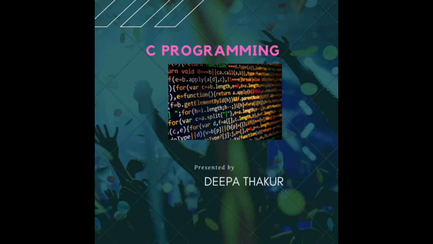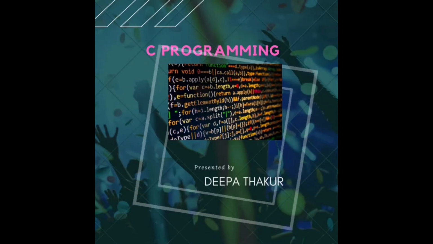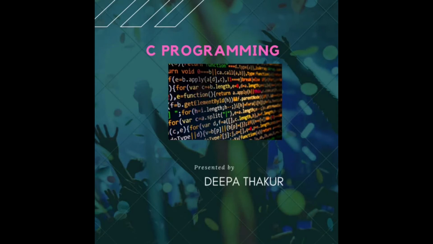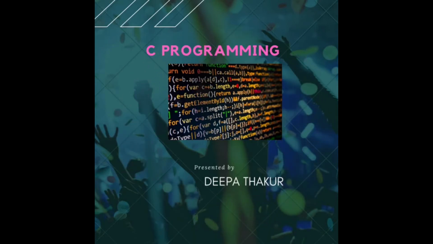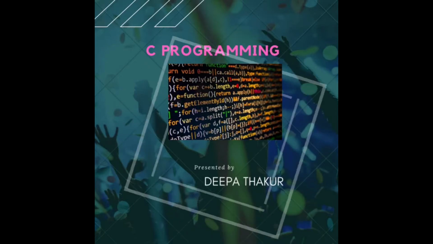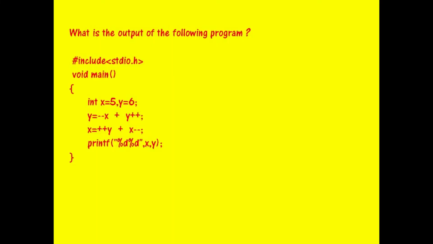In today's session, we are going to discuss a technical interview question related to increment and decrement operators, that is, modifier operators in C programming language. So here in this program, we are using some modifier operators: pre-increment, post-increment, and pre-decrement, post-decrement.